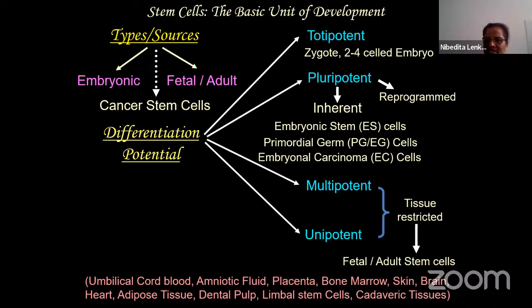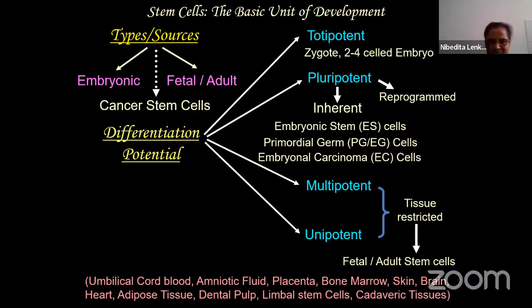So how do these cells become cancerous? If you understand how any normal stem cell divides or differentiates, what is it that gets disturbed so that cancer comes? That's where the cancer stem cell concept comes in, and people are studying cancer stem cells.